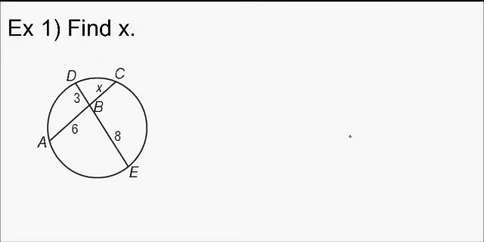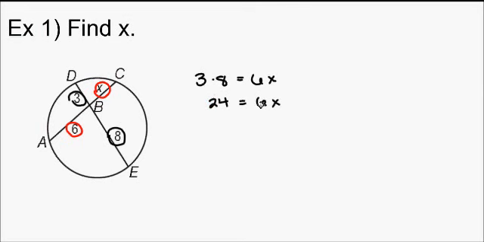Example 1, find X. Well, you see we have two intersecting chords, which tells me that I can multiply the two products, so 3 times 8, and set them equal to 6 times X. 3 times 8 is 24. So I can divide by 6, and X is 4.